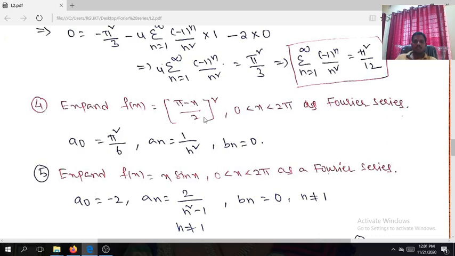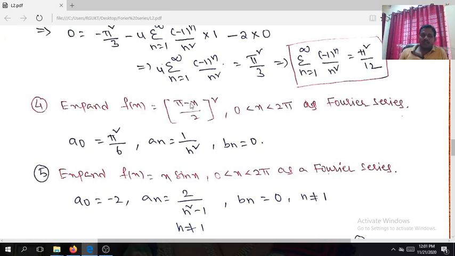Expand f of x equals pi minus x whole square divided by 2, 0 less than x less than 2 pi. Same formulas for finding a naught, a n, b n. So better to expand this. Pi minus x divided by 2 whole square, is it an even function or odd function?